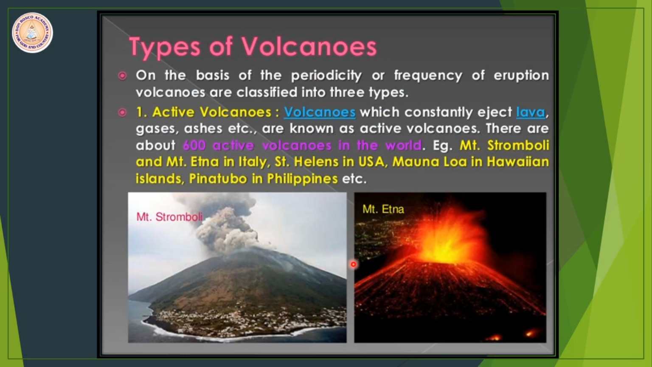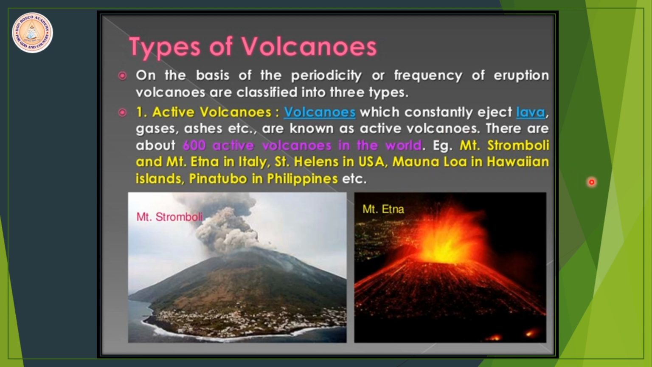Now there are three major types of volcanoes: active, dormant, and extinct. So on the basis of frequency of eruption, let us learn about active volcanoes. Now these volcanoes which constantly eject lava, gases, ashes, etc. are known as active volcanoes. There are about 600 active volcanoes in the world.